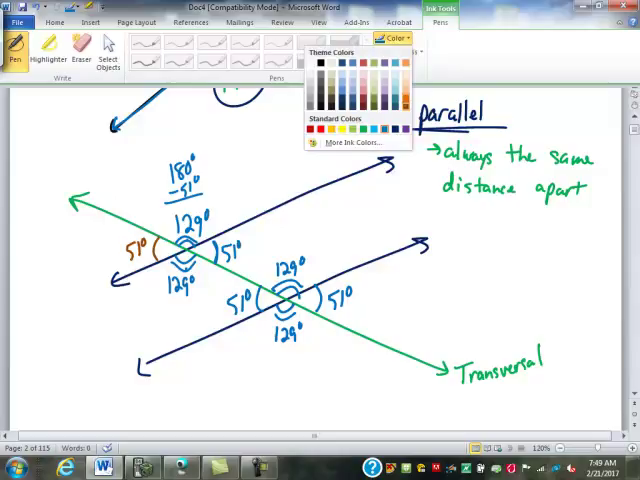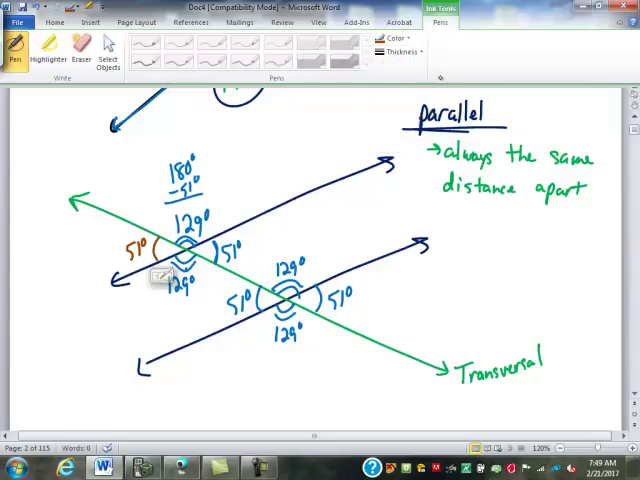When you talk about parallel lines cut by a transversal, if this were a formal geometry class, we would talk about corresponding angles, interior angles, exterior angles, alternate interior angles, alternate exterior angles, corresponding interior angles, corresponding exterior angles, and so on. Alternate interior angles are congruent or equal.